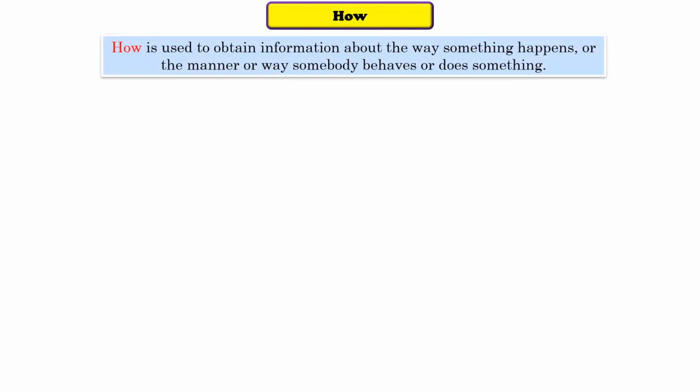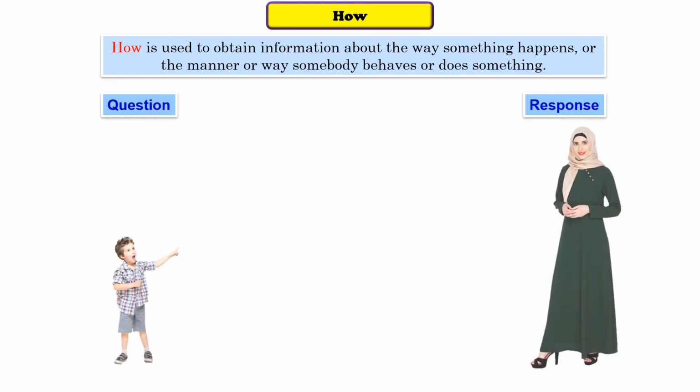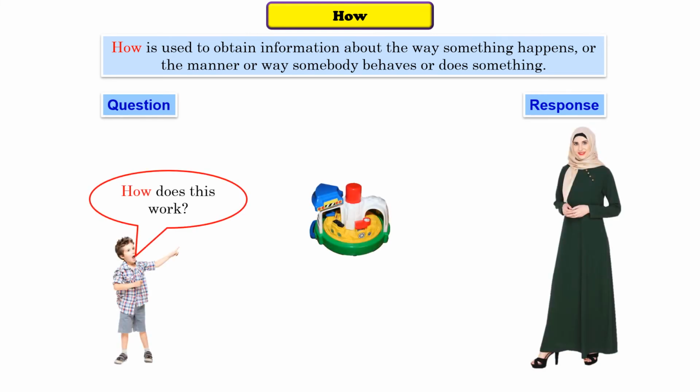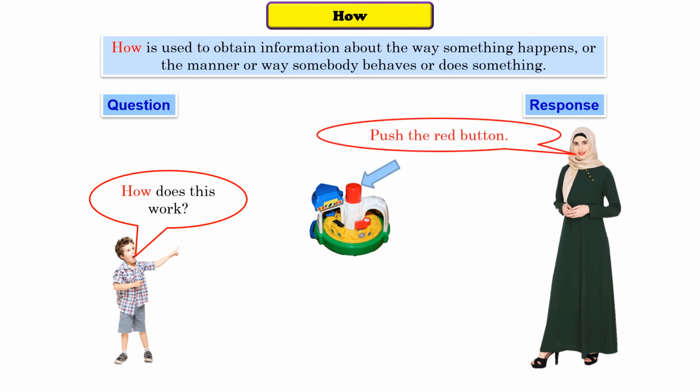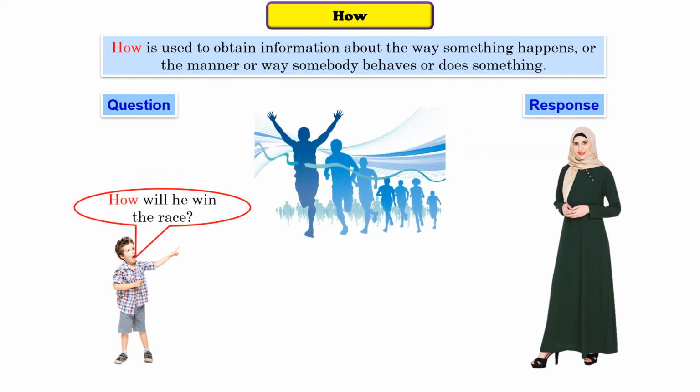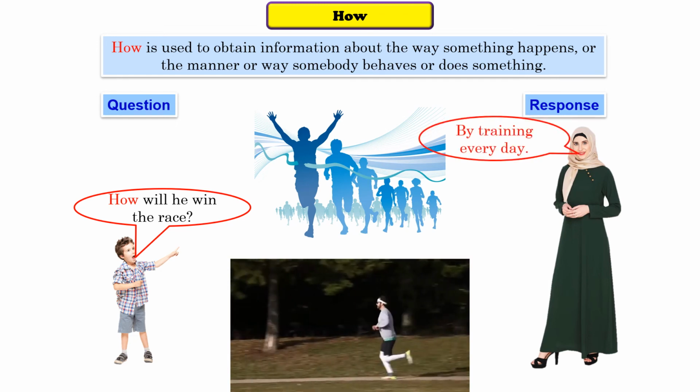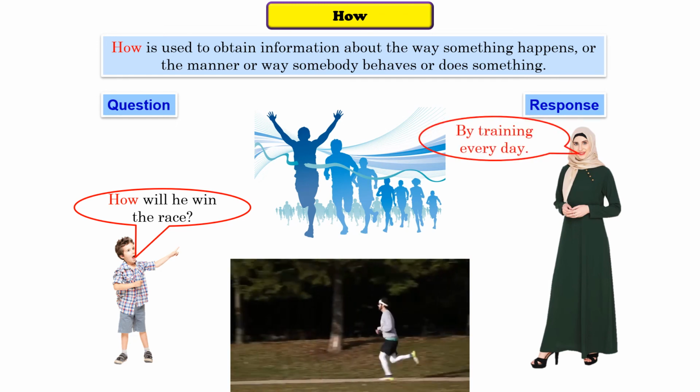How? How is used to obtain information about the way something happens or the manner or way somebody behaves or does something. Example: How does this work? Push the red button. Another example: How will he win the race? By training every day.